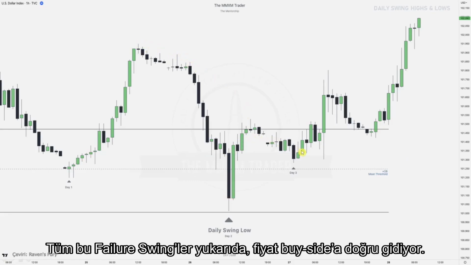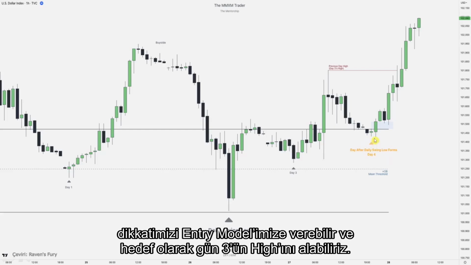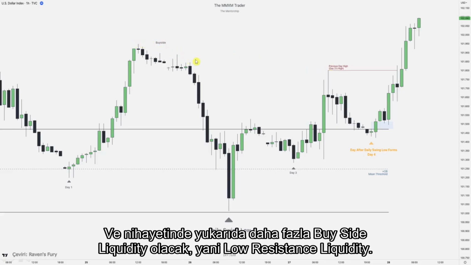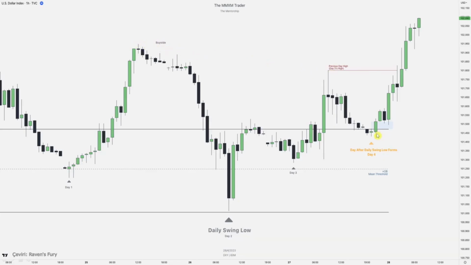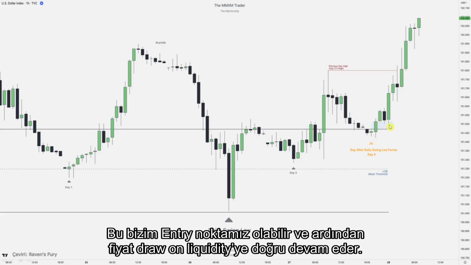We're going into the buy side of the curve over here. We've got this bullish order block supporting price up here. And eventually on day number 4, we can focus our attention on our entry model and then target day number 3's high and eventually more buy side liquidity in this LR or low resistance liquidity up here. So simply put, we can look for a fair value gap or an order block, and that could be our entry, and then continuing up into the draw on liquidity.